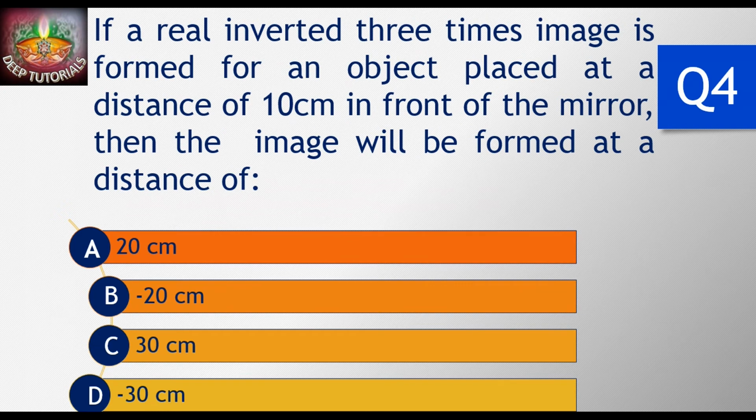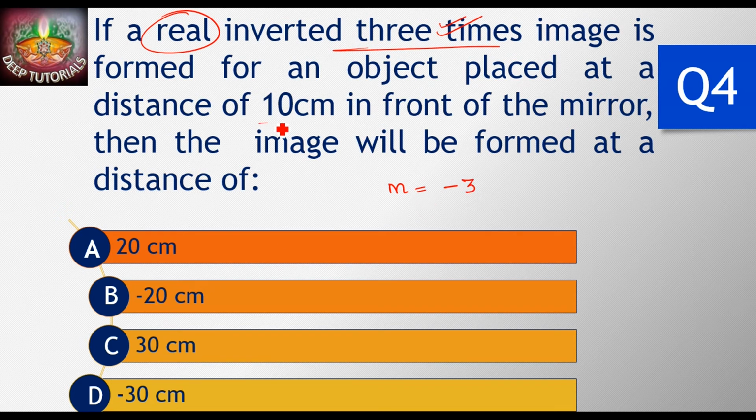Moving on to question number 4. It says that if a real inverted 3 times magnified image is formed for an object placed at a distance of 10 cm in front of the mirror, then the image will be formed at a distance of 20 cm, minus 20 cm, 30 cm or minus 30 cm. The question says real inverted 3 times. So what is this 3 times? This 3 times is magnification. Since it is real, we'll take it as minus 3.